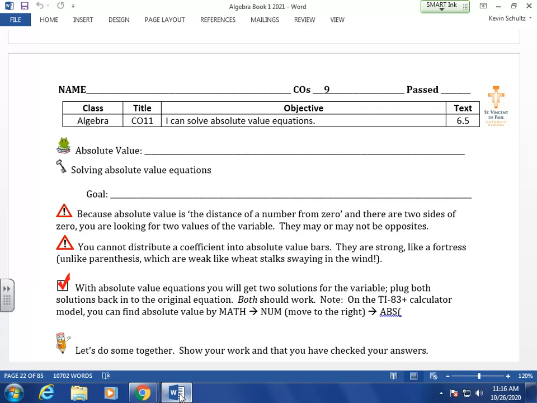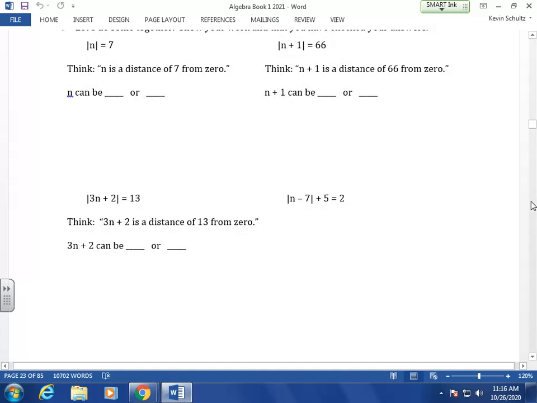But hopefully, if nothing else, I was able to adequately articulate what absolute value within an equation means, okay? That we are thinking that n plus 1, whatever value that is, is a distance of 66 from 0, which is where we get those two possible answers, and where our two equations come from. That n plus 1 is equal to 66, or n plus 1 is equal to negative 66, and then solve it from there. So these we went over in their entirety. Any follow-up questions that you have on this?